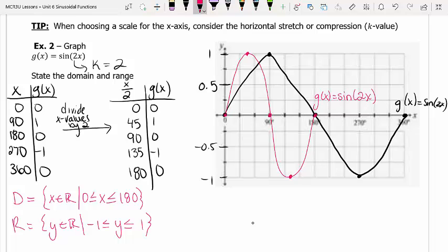And again, be comfortable stating the period, amplitude, and equation of the axis. So the period here would be only 180 degrees. The amplitude here would be 1. And the equation of the axis here would be y equals 0.